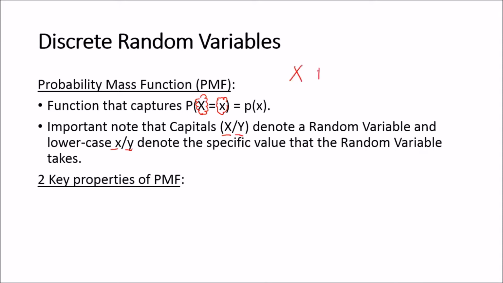Capital X is a random variable. Lowercase x is a realization or a value that the random variable takes.